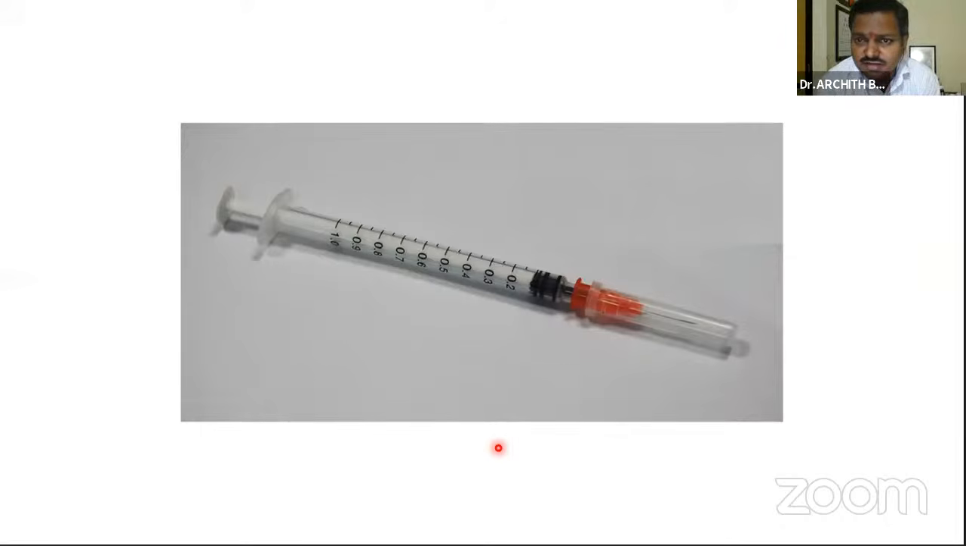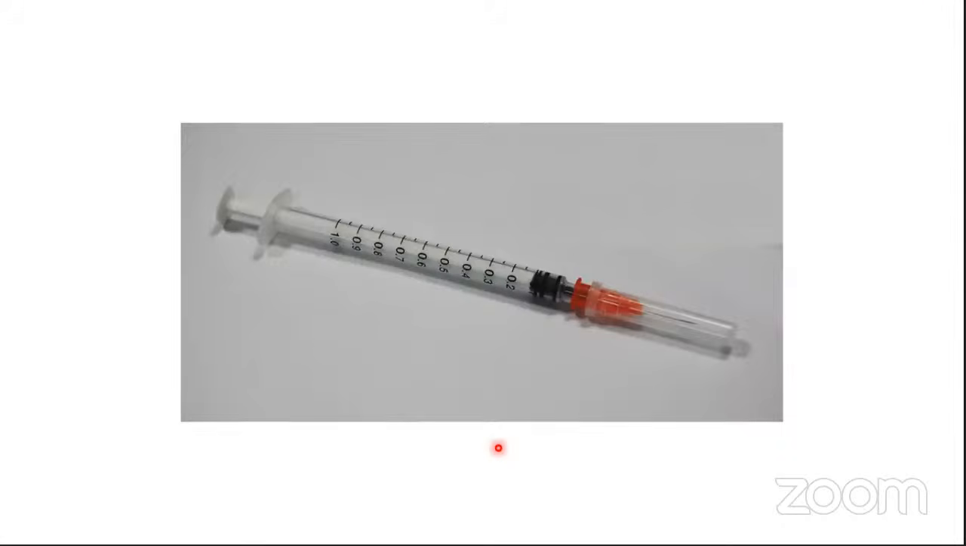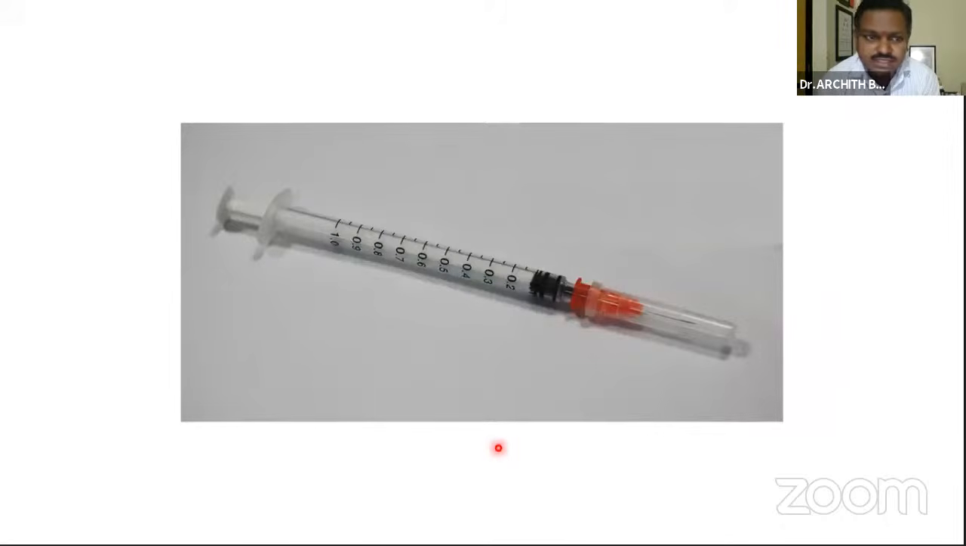How much should be the induration? More than 10 millimeters is a positive induration. When do you consider 5 millimeters positive? In immunocompromised patients, especially HIV, or if the patient is a direct contact of a sputum positive patient. You can take the maximum measurement. It's not necessary that you take it transverse, but that's how you're supposed to give a wheal. The maximum should be in the transverse position.